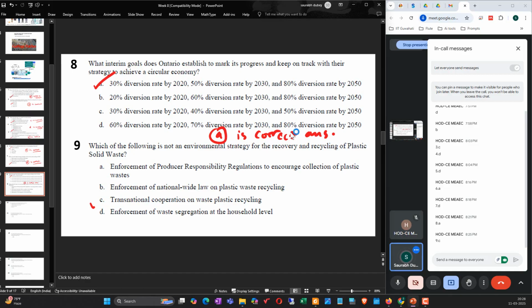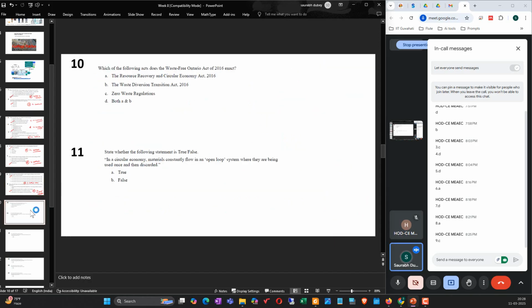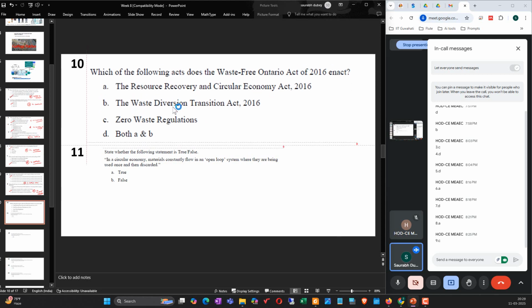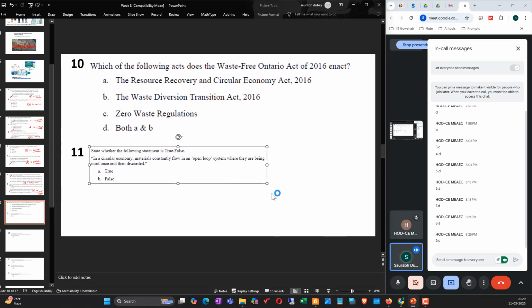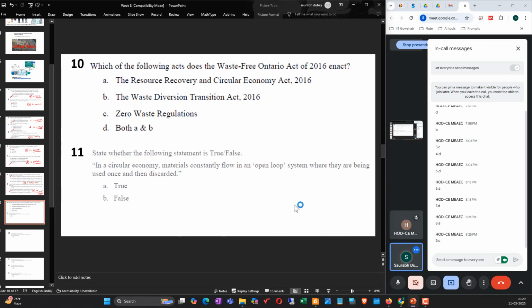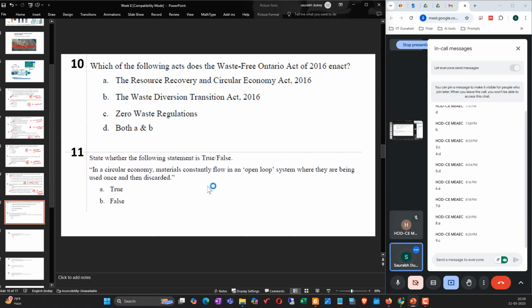Option C is the correct one, right? So C is the correct option. And the next one is question number 10. And then afterwards we will be having some true false questions.